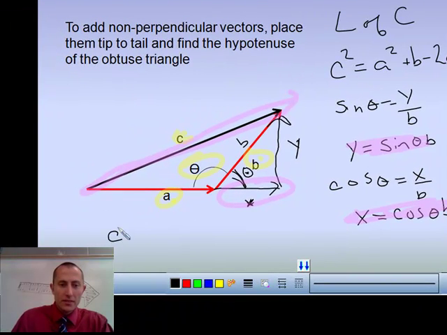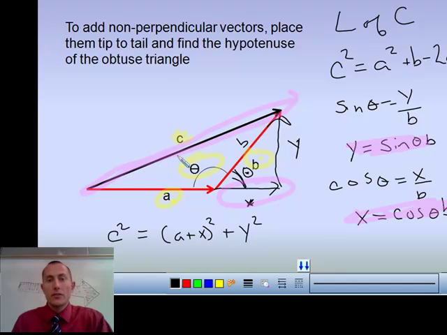Now we can again use Pythagorean theorem. In this case, it's going to be c squared equals (a plus x) squared plus y squared, and that gives us the hypotenuse. And so now we have the net of the vector, and this works whether we're talking about forces, acceleration, any measurement that is a vector, these methods are going to work for.